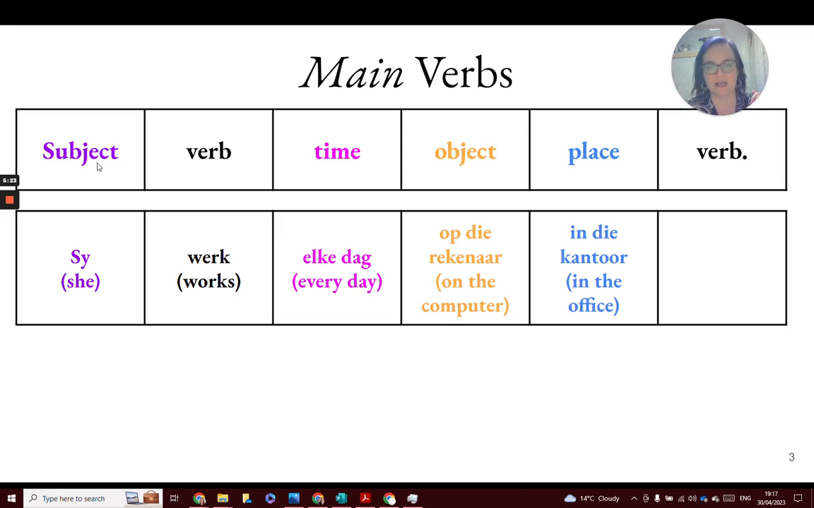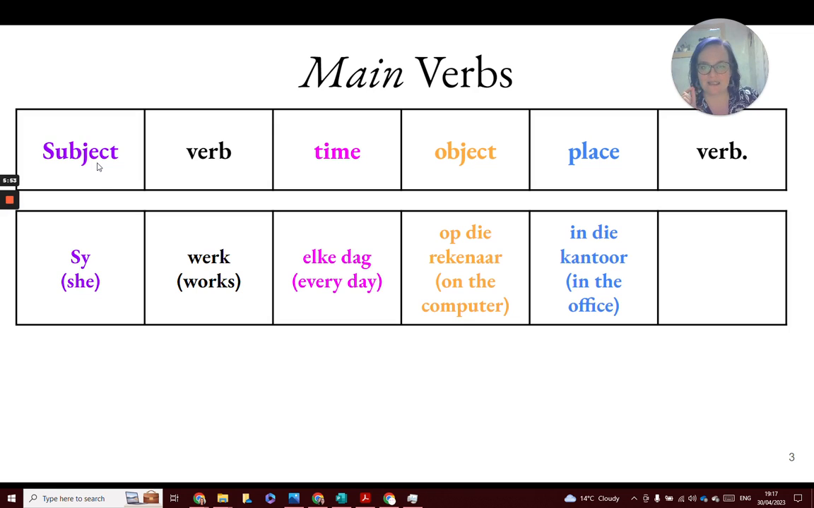So, "sy werk elke dag op die kantoor, op die rekenaar in die kantoor." This is a full Stumpy sentence. Main verb, rest of the sentence. There isn't a verb 2 here because you have your main verb. The verb 2 will only be relevant for past tense and future tense. That's when you'll be using the "het" with the "ge" verb and the "sal" for future tense. So I'm just putting that here so you can have that as a placeholder. This is your Stumpy for the main verb.